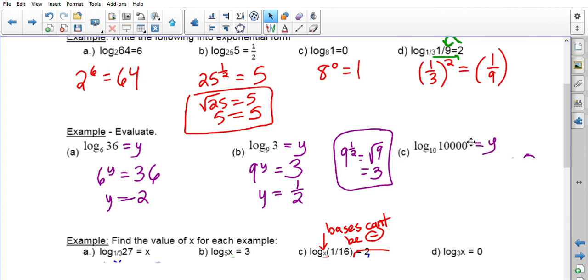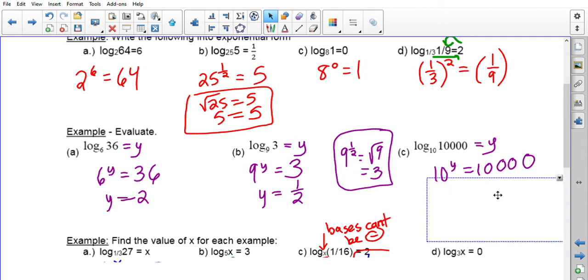All right, log of 10,000 to the base 10. I'm setting it equal to y. I'm going to convert it to its exponential form, 10 to the y equals 10,000. Then I ask myself, 10 raised to what would equal 10,000? That would be an exponent of 4. So I just evaluated that log expression equals 4.